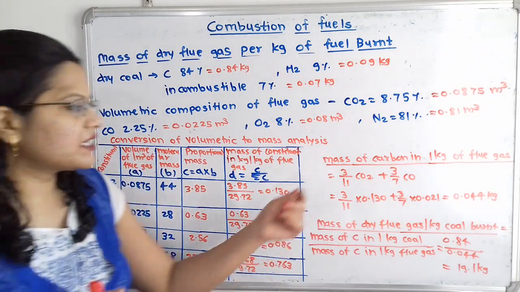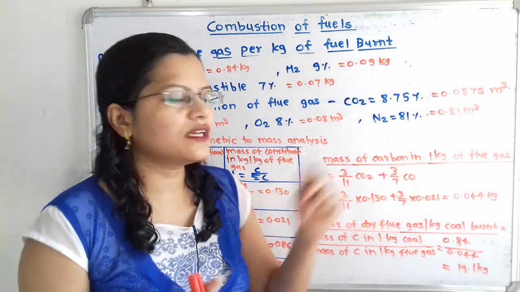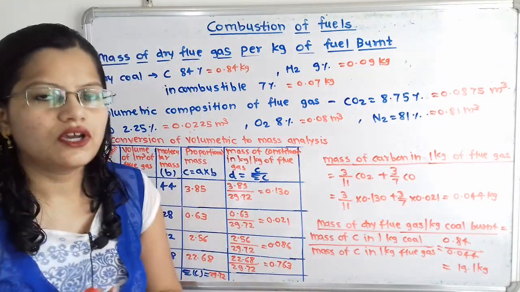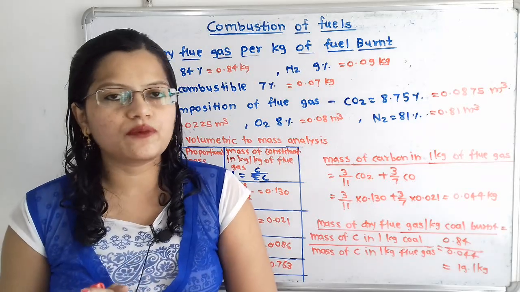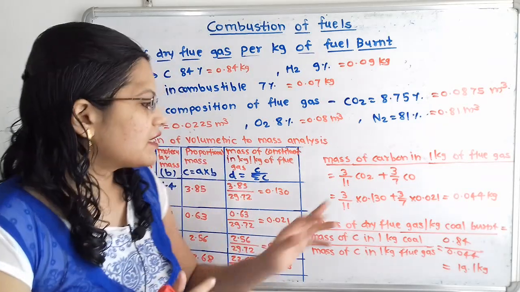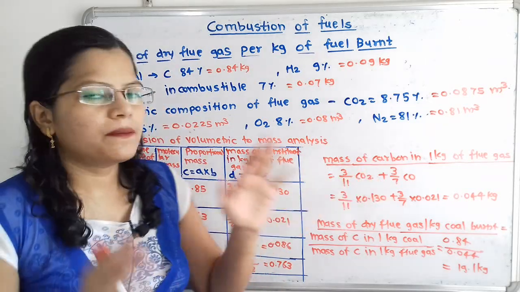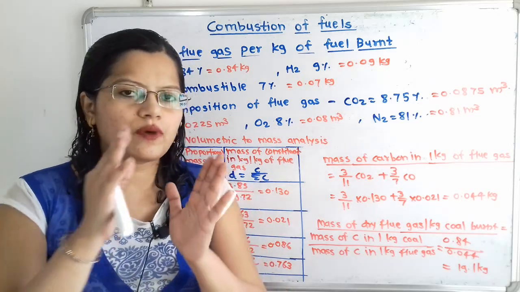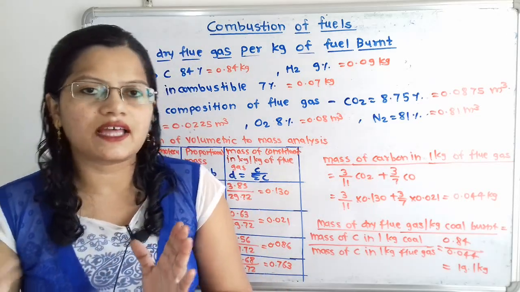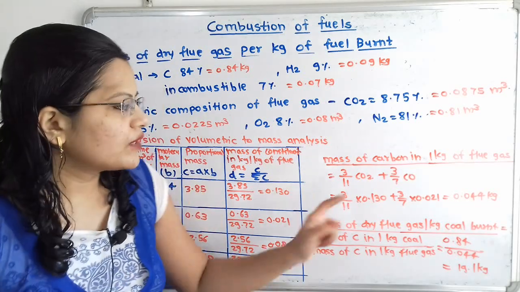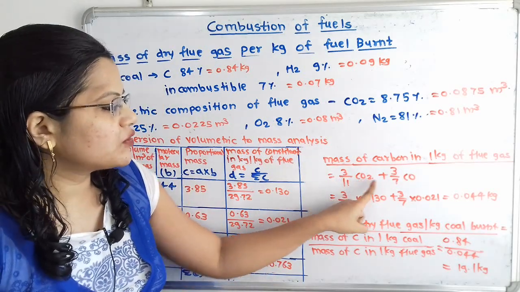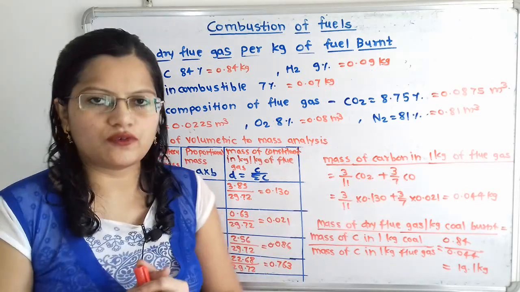Now we will find out the mass of carbon in 1 kilogram of flue gas. So we have already seen the formula. So what is the formula? The carbon is present in flue gas in the form of carbon dioxide and carbon monoxide. So we have to take 3 by 11 CO2 plus 3 by 7 CO.